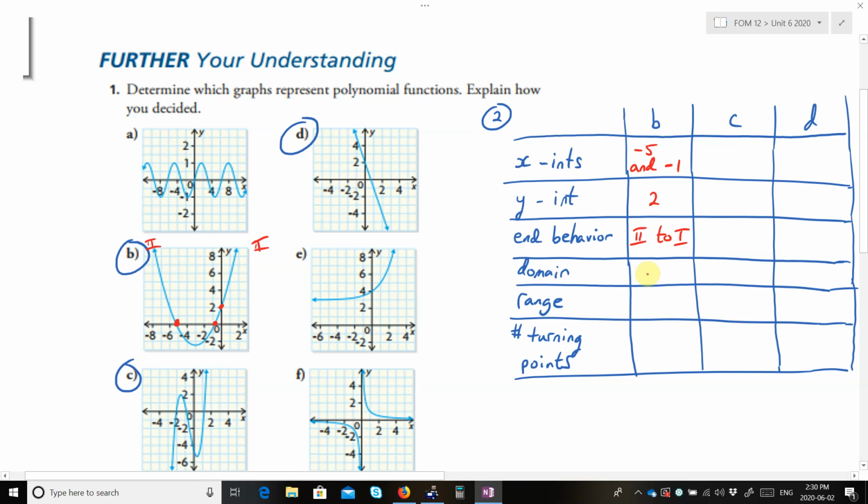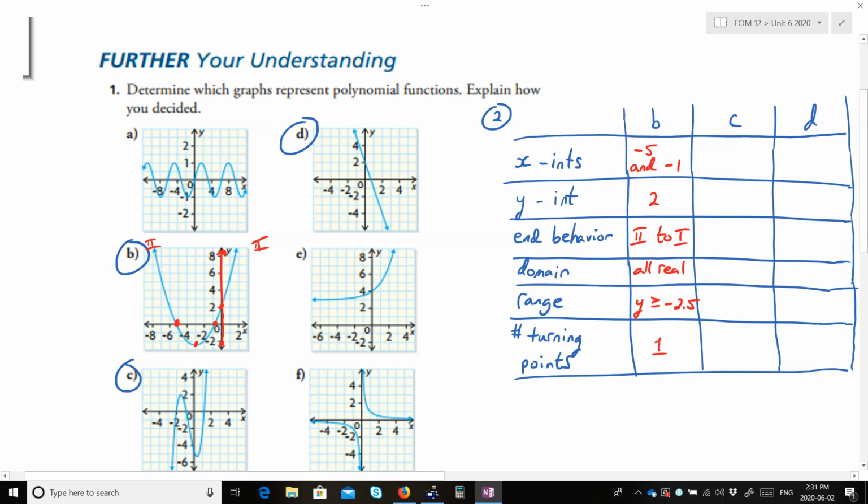The domain for any quadratic is all real. The range is, let's see, -1, -2. The lowest y value is right here, and the graph goes up from there. So we should say y is greater than or equal to -2.5, it looks like. Looks like just a little bit lower. And the number of turning points, the graph comes down and then goes back up. So there is 1 turning point.